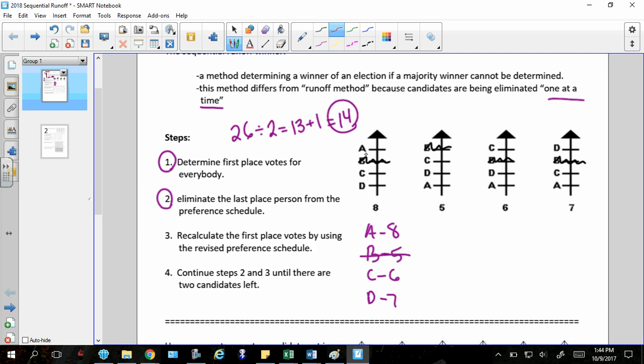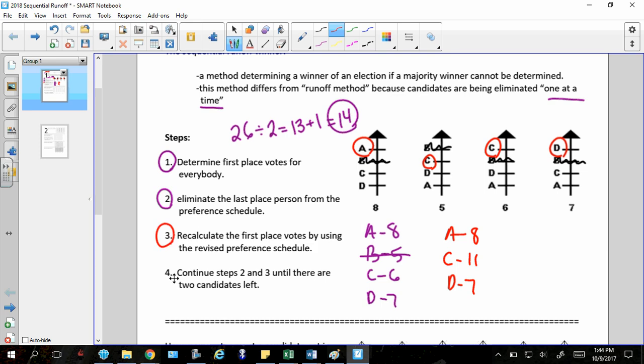So I always like to circle. A's in first place, C's now in first place. Notice that B was in first place, but now C is in first place. C's here, D's there. So A still has 8 votes. C now has 11 votes, and lastly D has 7. Now, we recalculated. That was step 3.